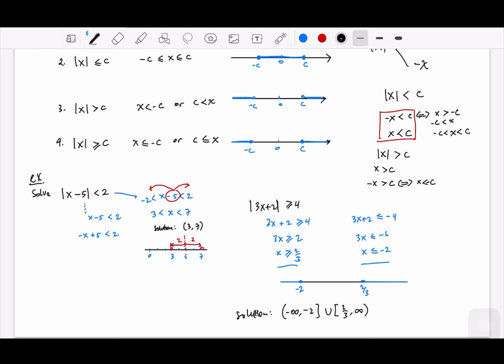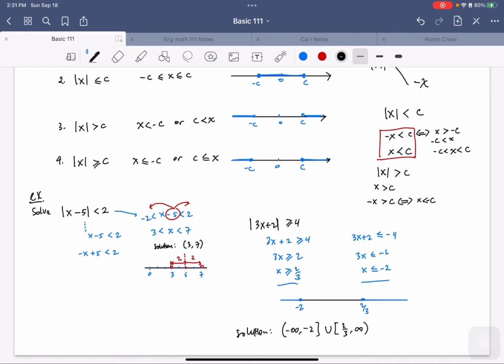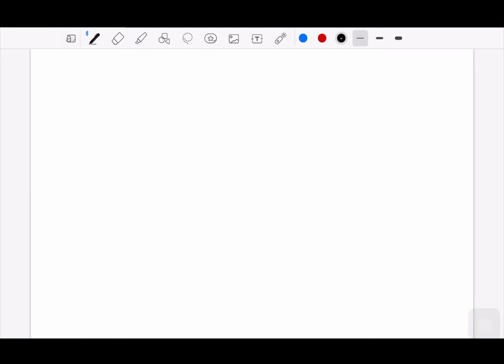Okay. I think that's for the inequality. Okay, let's continue our study. So after inequality, what I would like to explain now is the coordinate plane. Okay, so coordinate plane, graphs, and circles. Of course, we are going to start with the basic one.